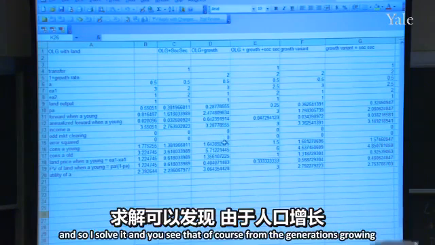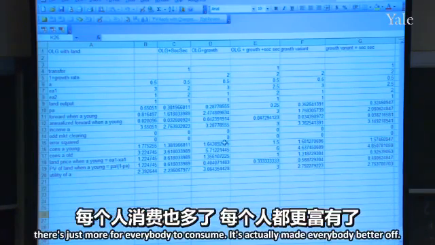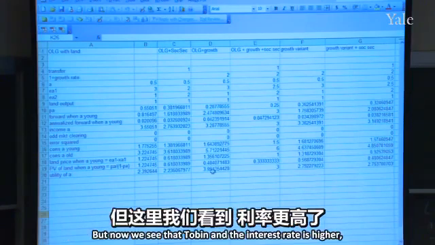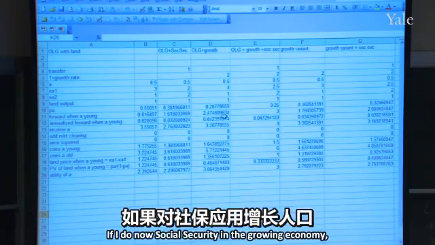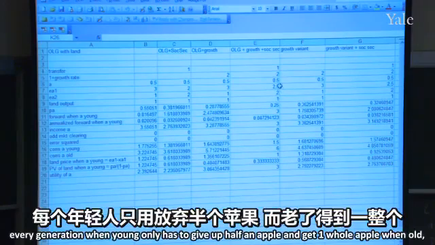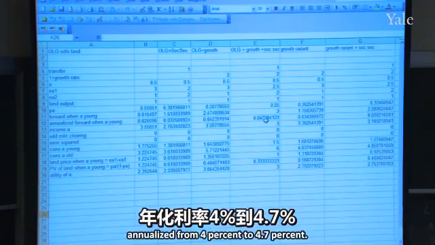And you see that, of course, when the generation's growing and land is being more productive and there are more apples and stuff like that, there's just more for everybody to consume. It's actually made everybody better off. Okay, but now we see that the interest rate is higher, way higher, 247% instead of 161%. Okay, if I do now Social Security in the growing economy, every generation when young only has to give up half an apple and get a whole apple when old. So that raises the interest rate from 247% to 300%, annualized from 4% to 4.7%.